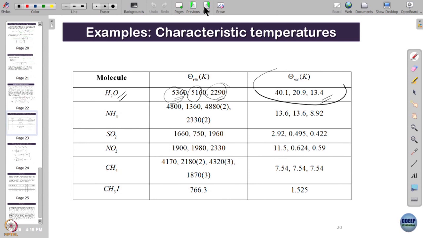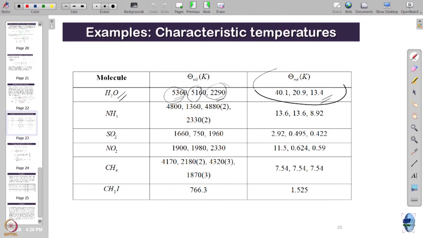Ammonia has 4 vibrations: the symmetric stretching, anti-symmetric stretching, and bending modes. Those are given by the vibrational temperature, theta, which we define in terms of the frequency, and that is pretty large. One is 4800, which is a very large vibration. These two are some kind of bending modes. I do not remember fully the modes, but they are certainly not bond stretching modes.